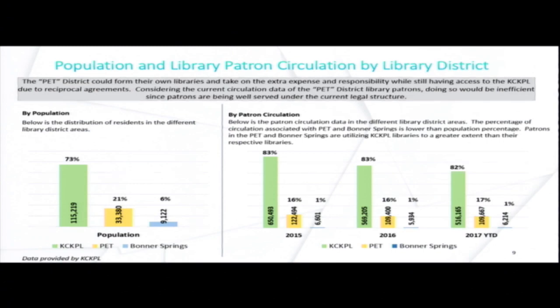If you're looking at patron circulation, you'll see that over the last 3 years, you've got 15, 16, and 17. You can see that the circulation in general represents 82% of the total circulation at the KCK Public Library, 17% in 2017 for the PET district, and then 1% for Bonner Springs. And what that tells us is that residents in the PET district and Bonner Springs are utilizing services in the Kansas City, Kansas Public Library system.